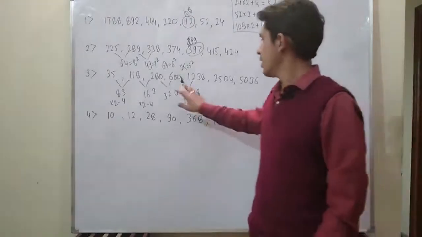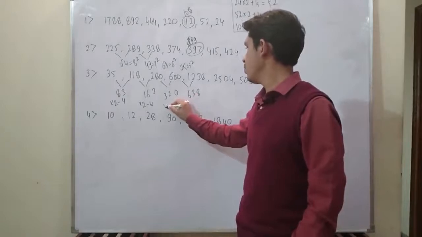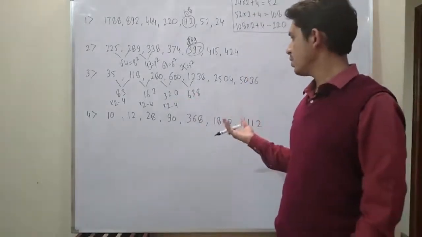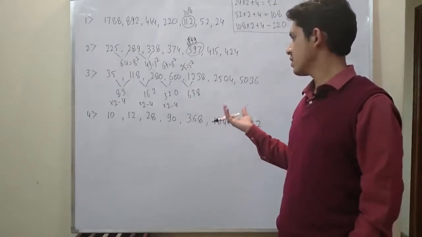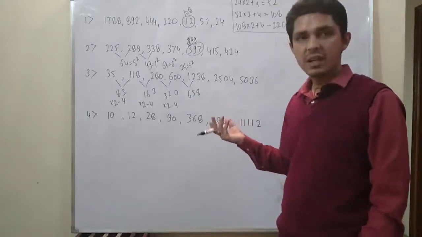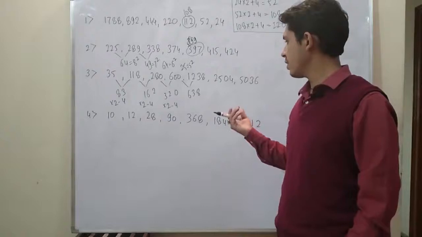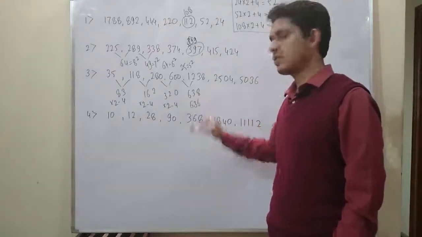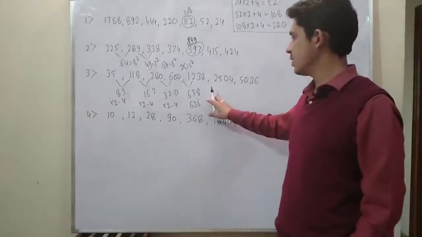Okay, same thing we can apply here also. Multiply by 2 minus 4: multiplying by 2 will give us 640, right? And 640 minus 4 gives us 636. That means here there is some error.